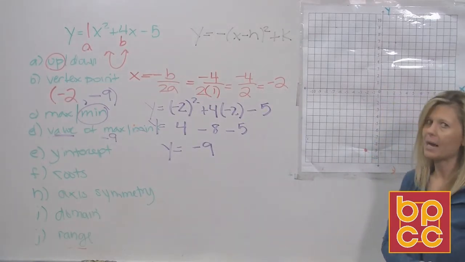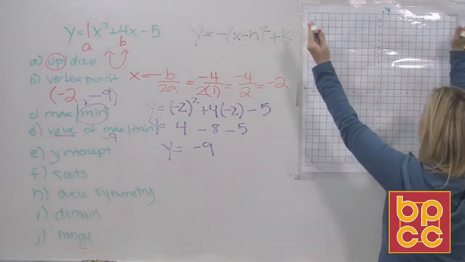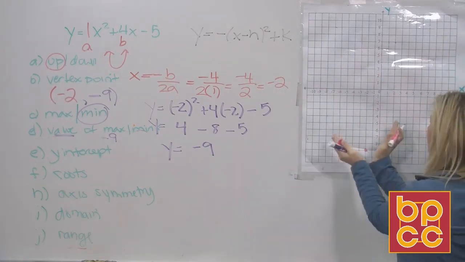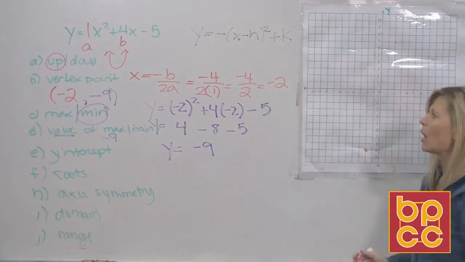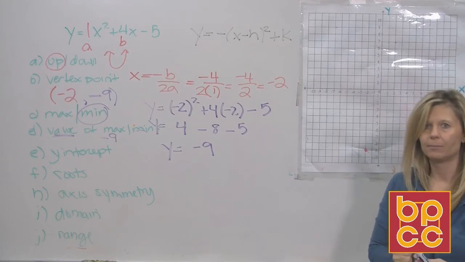Plotting one point cannot make a parabola. I know it goes up, but you can't just draw the U. How wide do you make it? Do you make it really wide? Do you make it narrow? So now we've got to go get the rest of the parts of our parabola. We're not done.